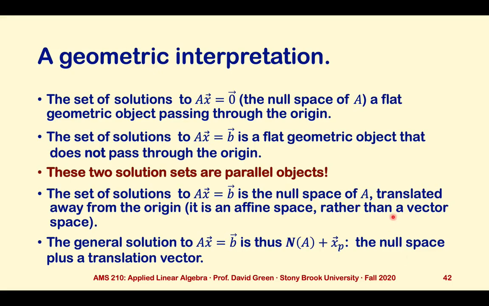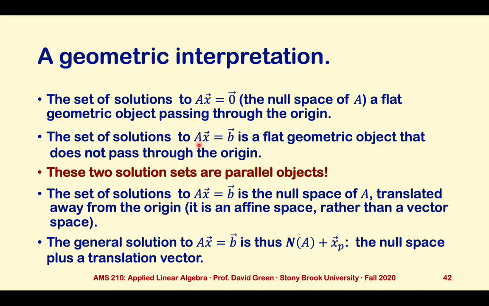Let's take a little bit of a pause and discuss the geometric interpretation of why this is. What does it mean that we have these relationships? Well, we know that the set of solutions to the homogeneous system, AX equals 0, that is the null space of A, is a flat geometric object, line, plane, and so on, that passes through the origin. We've also discussed how the set of solutions to AX equals B is also a flat geometric object, a line, a plane, or so on, but one that generally does not pass through the origin.